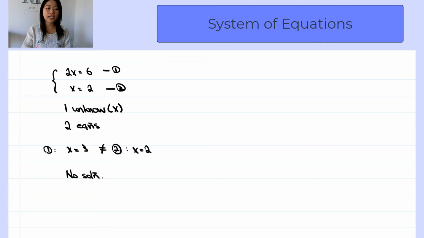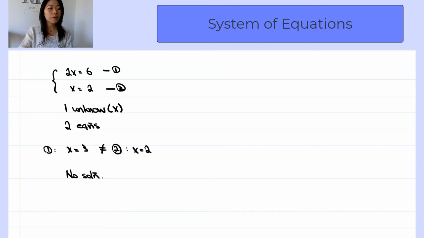It is possible that the second equation also satisfies equation 1. For example, if we have 2x equals 6 as the first equation and x equals 3 as the second equation, then in that case, we'll get one solution. But most of the time, if the number of unknowns is smaller than the number of equations, we have no solution.